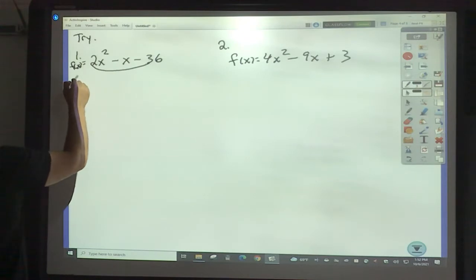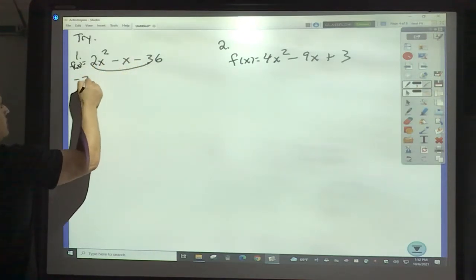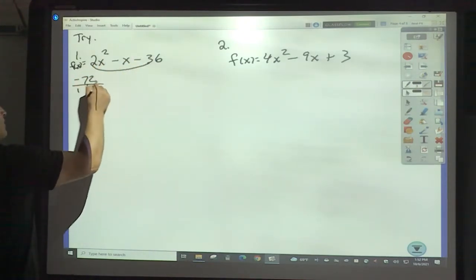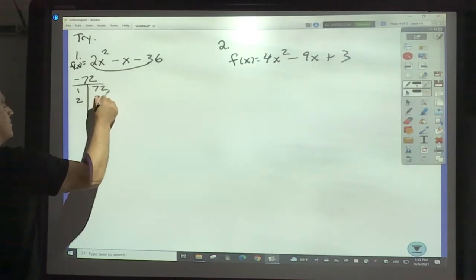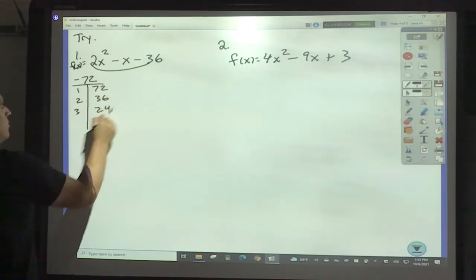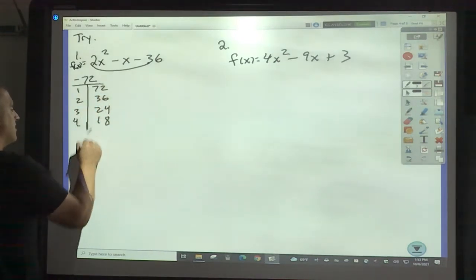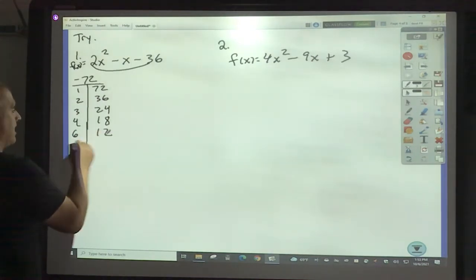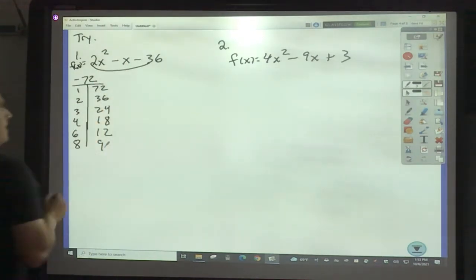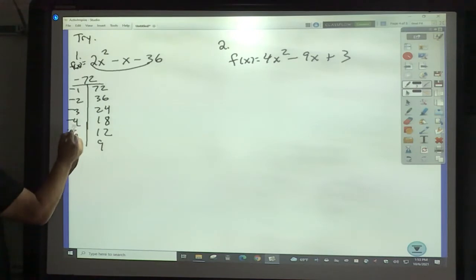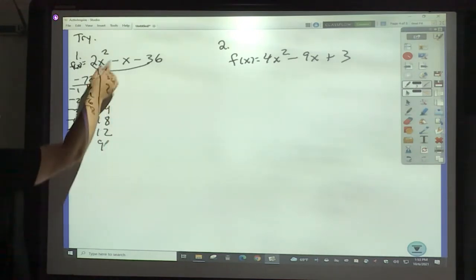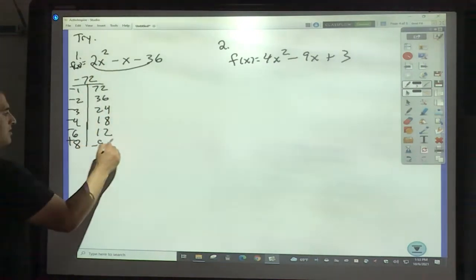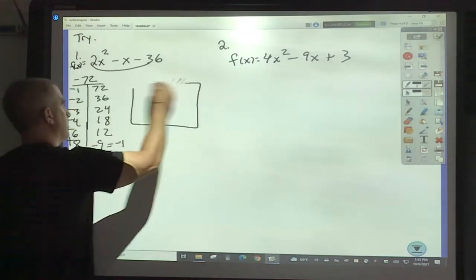All right, so that would be 2 times that would be negative 72. Factors of 72: 1 and 72, 2 and 36, 3 and 24, 4 and 18, 6 and 12, 8 and 9, okay? Now, since one side would be negative, this one is close, it adds up to 1. All I would need to do is switch that to add up to negative 1, all right?